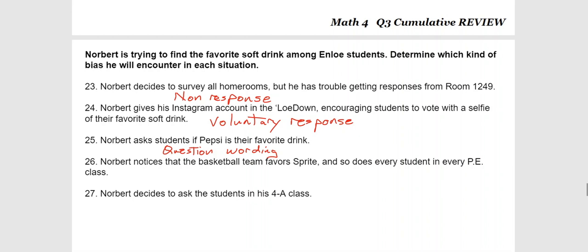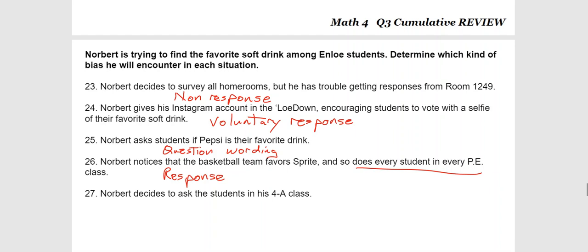All right. Now, Norbert knows that the basketball team favors Sprite, and so does every student in every PE class. Now, what he's beginning to wonder is whether the PE students are saying they like Sprite just because they like the basketball team or something like that. This would be a response kind of situation because he's afraid that this group is lying. They're not responding truthfully, and that's a response bias when you think that somebody is not being truthful for whatever reason. In this case, maybe they idolize the basketball team, maybe they want to be cool like them.